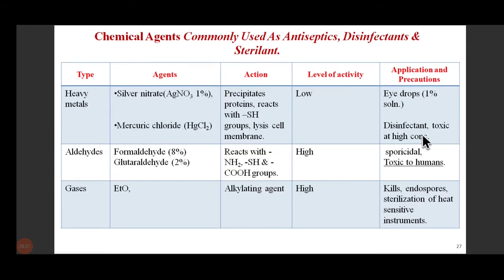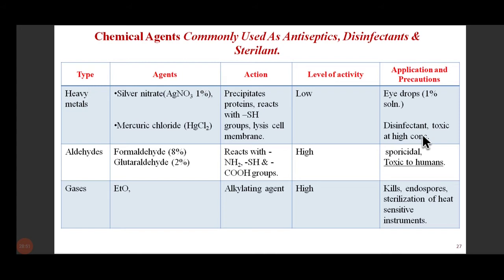Then we can also use heavy metals, such as silver nitrate, AgNO3 1%. As you would probably know, silver is used as a dressing for wounds and burn areas. We can also use mercuric chloride, HgCl2. They precipitate protein and react with SH groups, leading to lysis of cell membranes. They again have a low level of activity. They can be used as a 1% eye drop solution and as a disinfectant, but are toxic at higher concentrations.